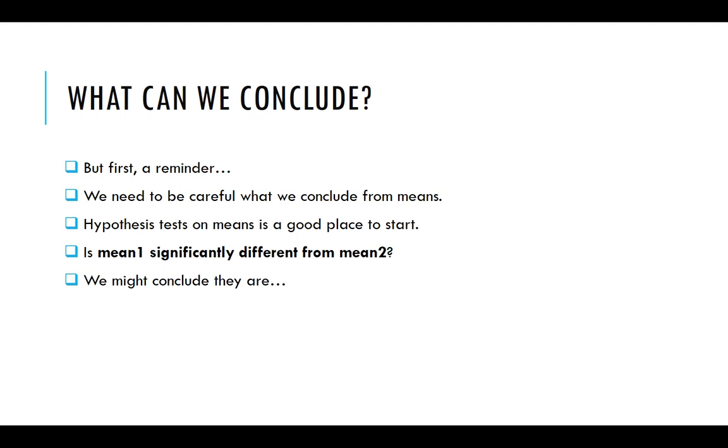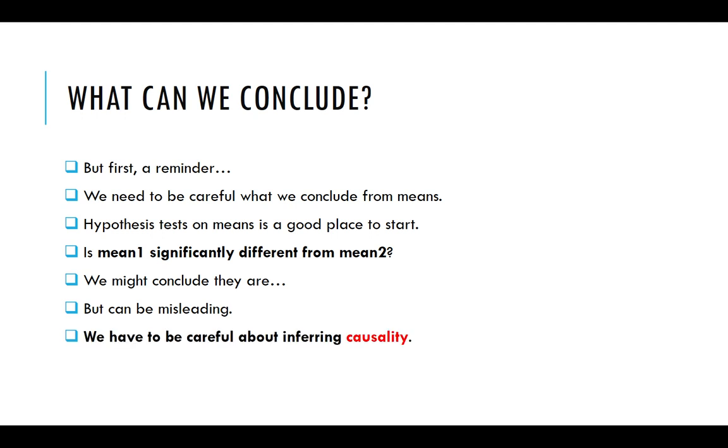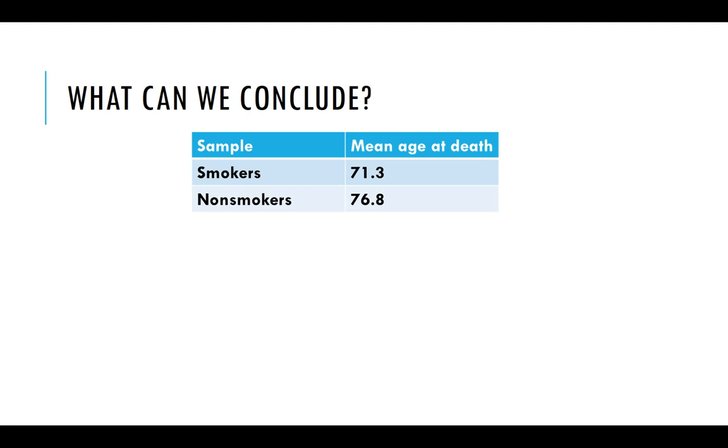Maybe the mean for males is higher than the mean for females, but this can also be misleading. The reason that it can be misleading is that we have to be careful about inferring causality. Now, guys, you remember our old friend causality, where we're saying something causes something else. We have to be careful about inferring causality when we're simply looking at tests for differences in means. Let me offer you an example to illustrate.